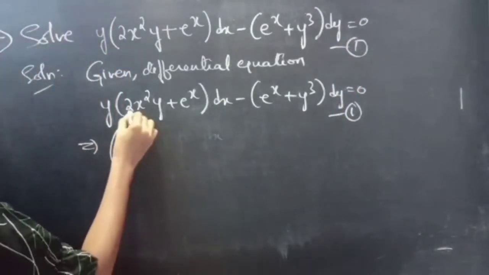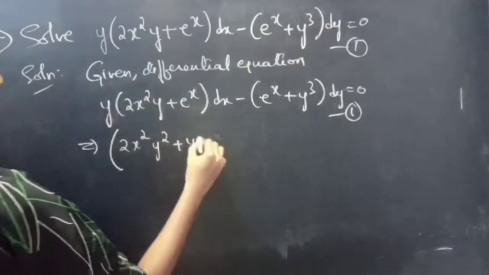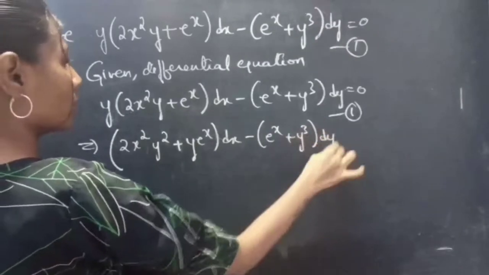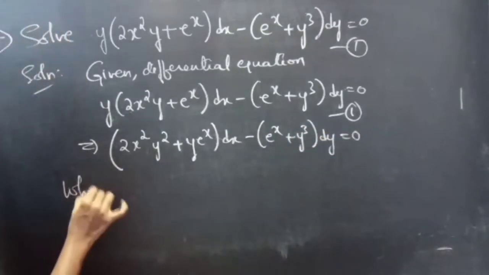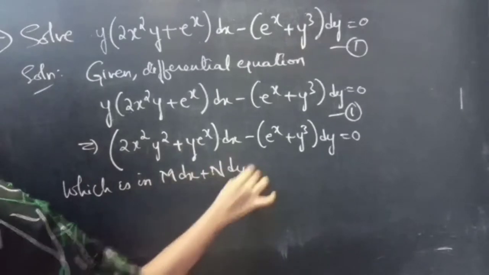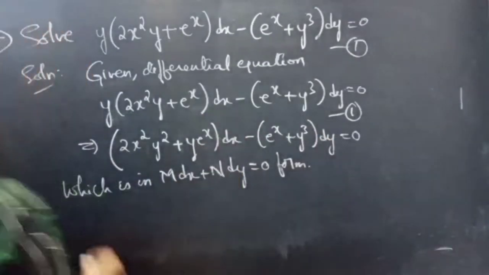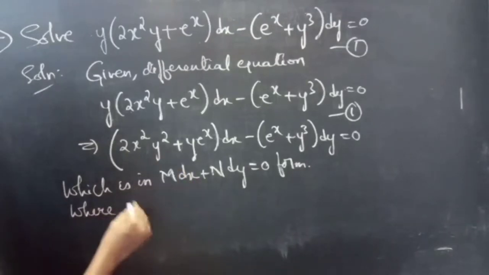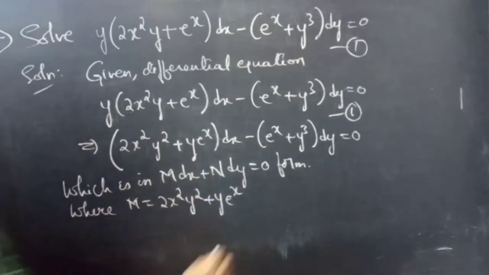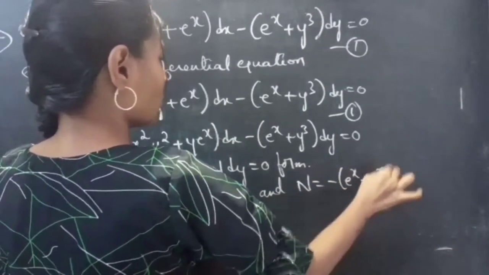You can rewrite it as (2x squared y squared plus y e power x) dx minus (e power x plus y cube) dy equals 0, which is in Mdx plus Ndy equals 0 form, where by comparing these two, we get M equals 2x squared y squared plus y e power x and N equals minus (e power x plus y cube).